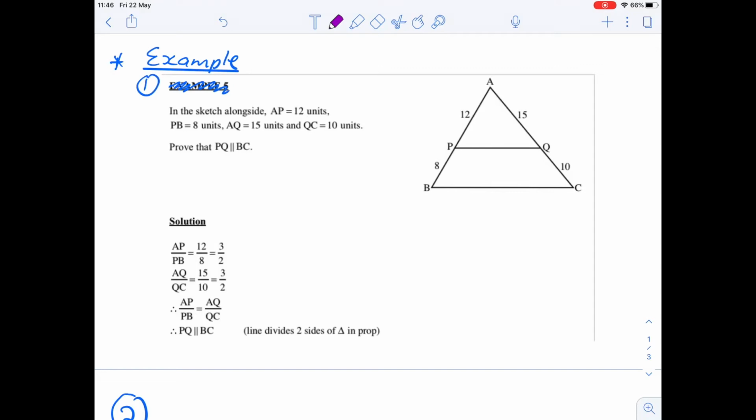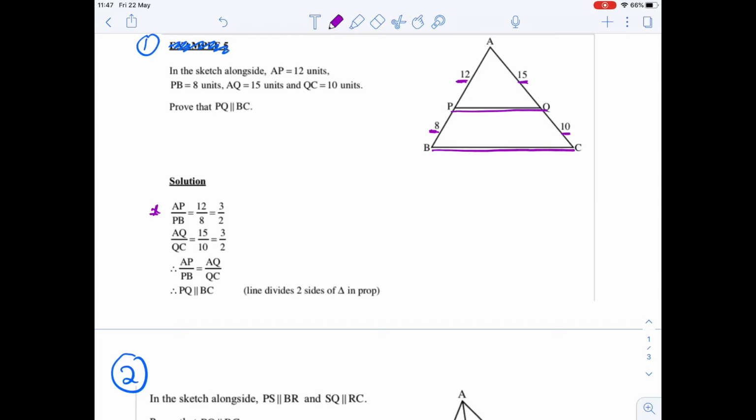So in the sketch alongside, AP is 12 units. Okay, we're not working with a ratio, but we're working with actual lengths. PB is 8, AQ is 15, and QC is 10. Now here, there isn't a conflict of interest. We aren't working with ratios and lengths. We're just working with lengths. So that makes it a lot easier. And we need to prove that this line here, PQ, is parallel to this line here. So following on directly from our converse statement, if the sides are in proportion, then the line is parallel. So we're going to work with the sides.